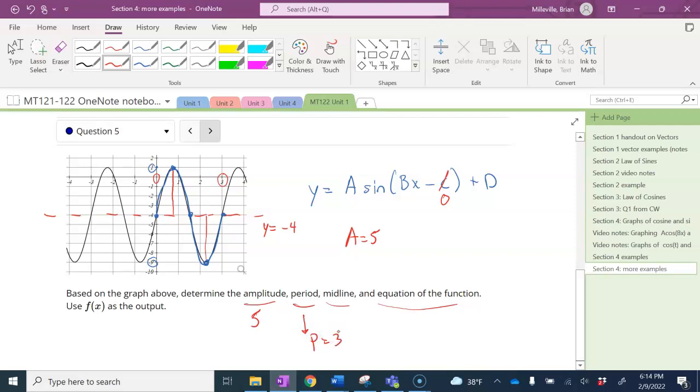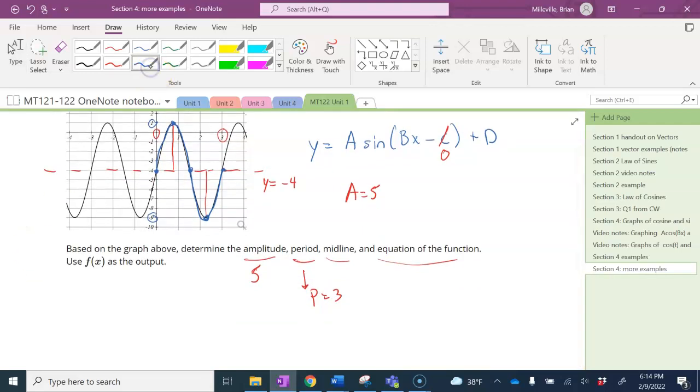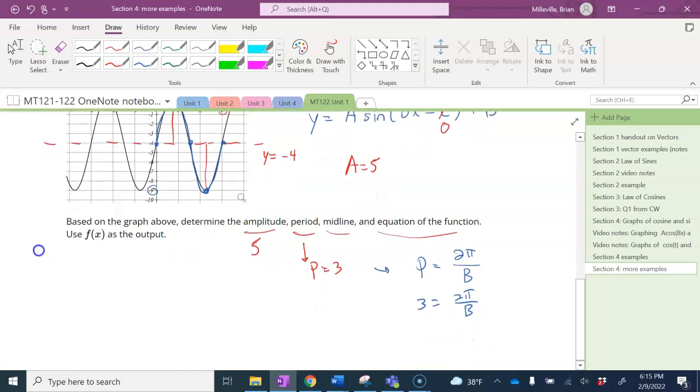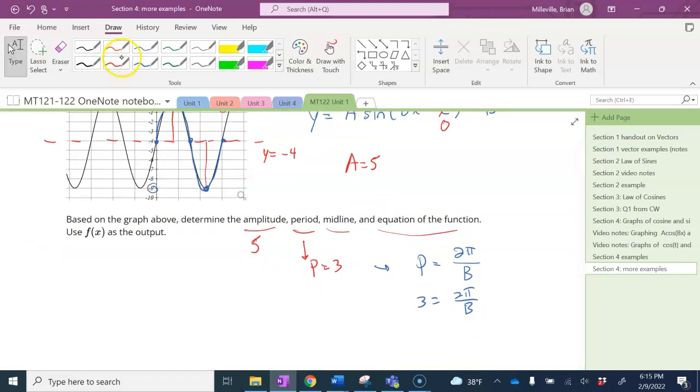All right, now for us to figure out what that number b is, in our formula we need to use the relationship that the period is equal to 2 pi, the normal period for sine or cosine, divided by that number b. This is a little backwards from some of the other problems, where this time we're given the period as 3 and we need to go through and find b from this. Okay, a couple ways we can go about solving it.